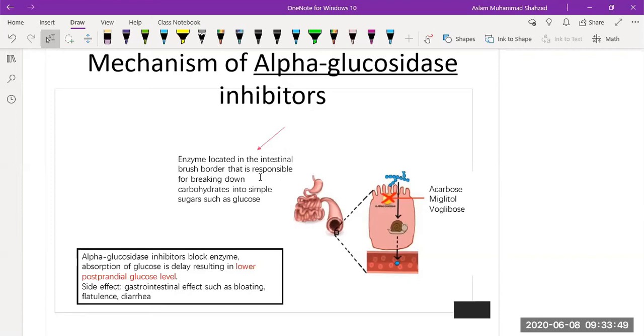And what is the function of alpha glucosidase? They mention that alpha glucosidase is responsible for breaking down the carbohydrates into simple sugars, and by blocking that enzyme that is present in the intestinal brush borders, we block them. That blocking is responsible for stopping the carbohydrates from breaking down into sugar and glucose. So we are actually blocking that carbohydrate breakdown into sugar and glucose, and it is through that mechanism it works.